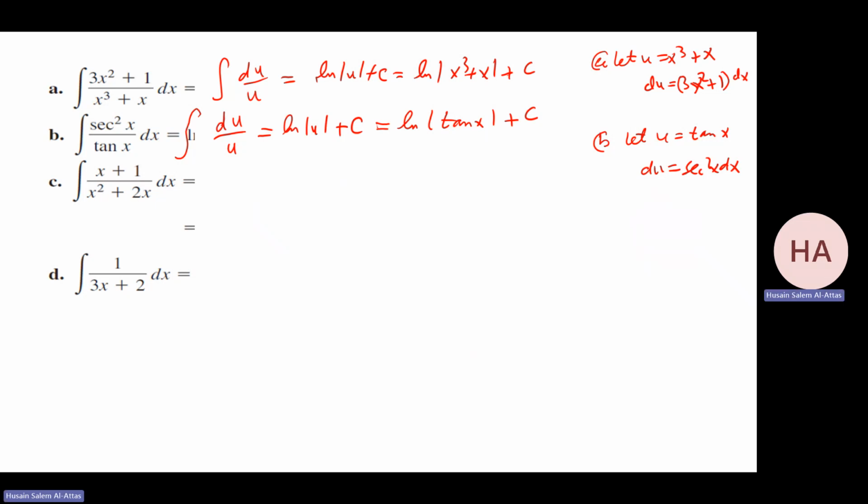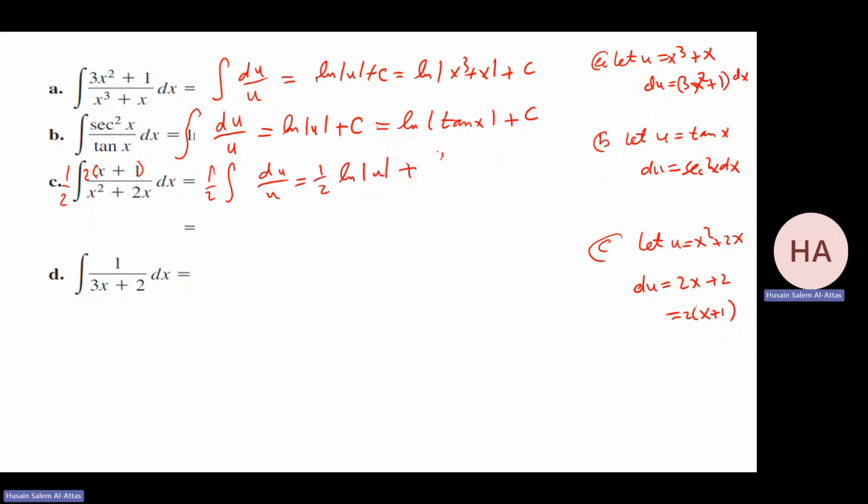Okay. C, you need to be careful a little bit. Let u equal x squared plus 2x. du is what? 2x plus 2, which is 2 times x plus 1. It means I need to multiply by 2 there and half outside. So that will be half du over u, which is half ln absolute value of u plus c, which is half ln of what is u? x squared plus 2x plus c. Don't forget the half.